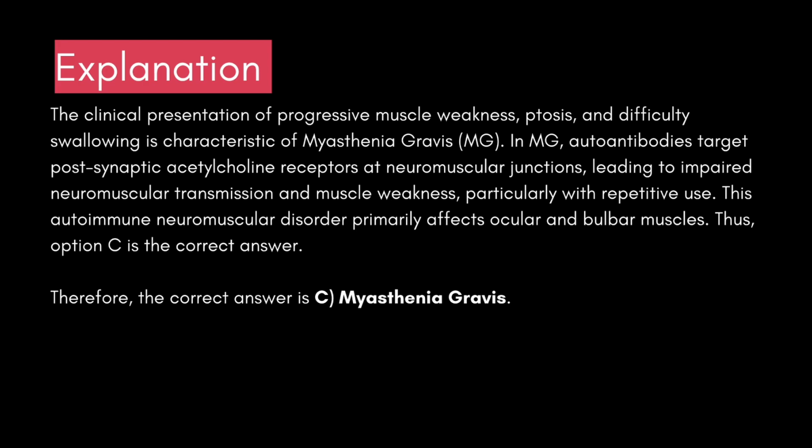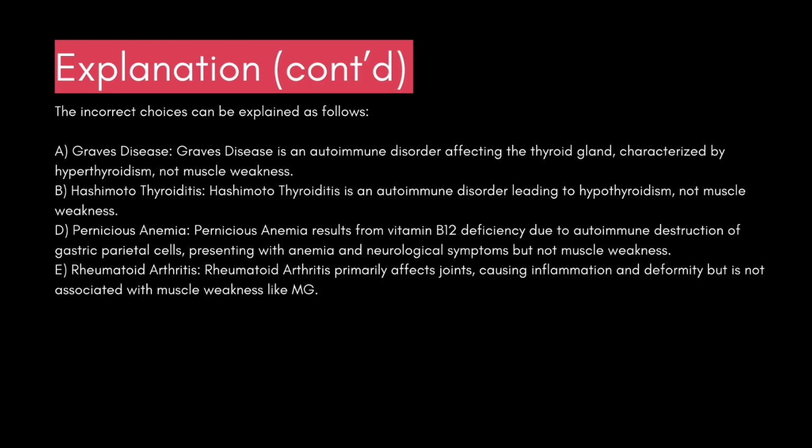Let's take a look at why the other answer choices are incorrect. Graves' disease. Graves' disease is an autoimmune disorder affecting the thyroid gland characterized by hyperthyroidism, not muscle weakness. Hashimoto thyroiditis. Hashimoto thyroiditis is an autoimmune disorder leading to hypothyroidism, not muscle weakness. Pernicious anemia. Pernicious anemia results from vitamin B12 deficiency due to autoimmune destruction of gastric parietal cells, presenting with anemia and neurological symptoms but not muscle weakness.